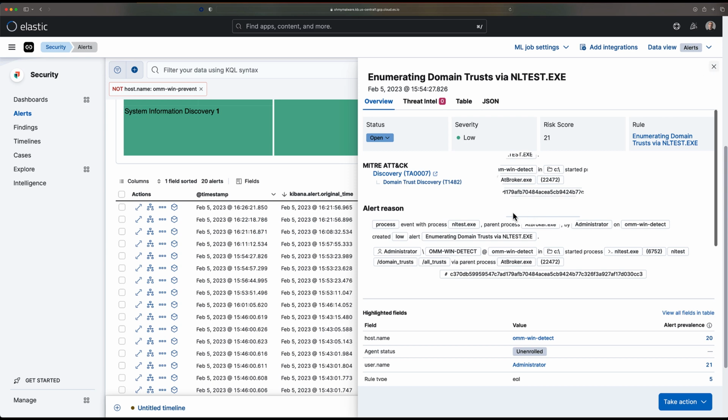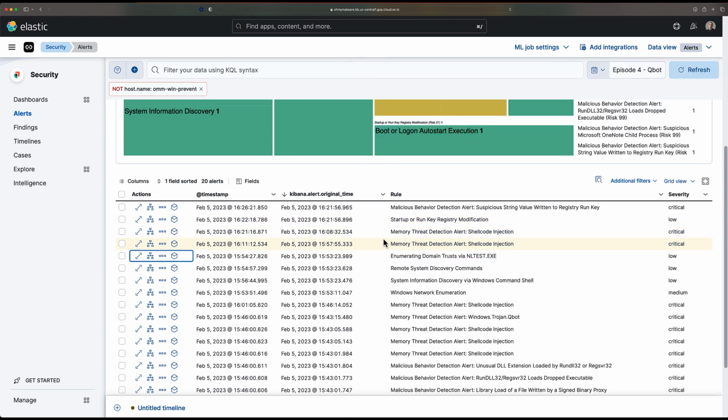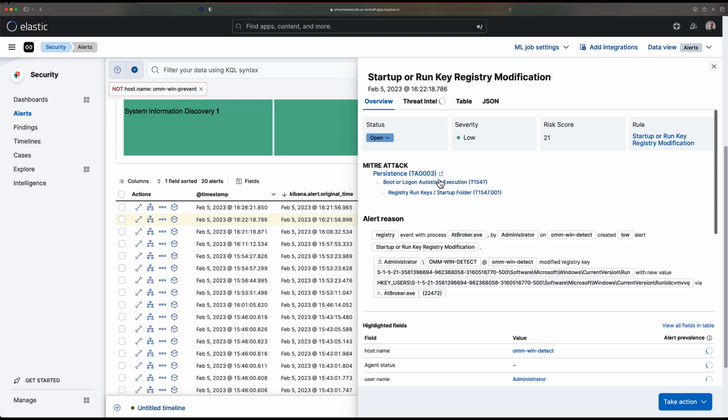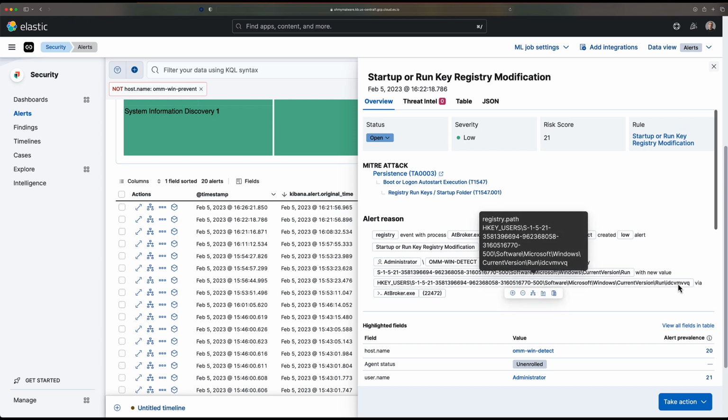We had a couple more shellcode injection alerts, very similar, but then we see sort of an attempt at persistence, right? Very, very typical as well. Registry keys being created for persistence. So you can see here the technique is actually boot or logon autostart execution, and the sub technique is registry run keys, and you can see it created this particular registry run key via atbroker.exe.